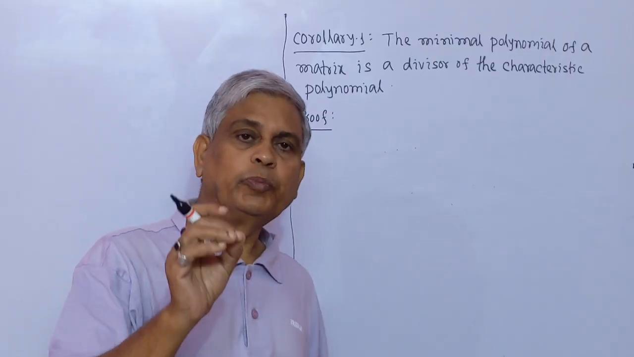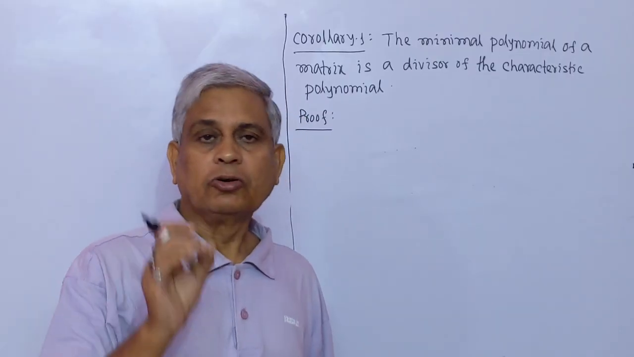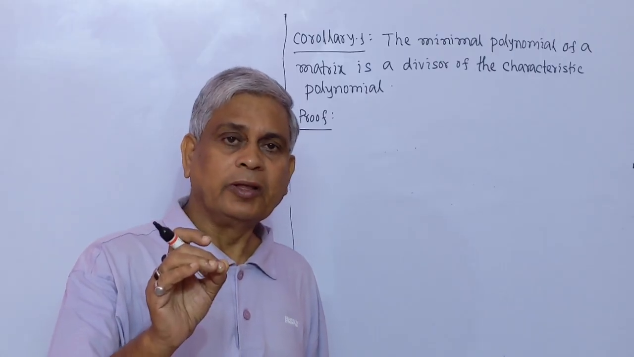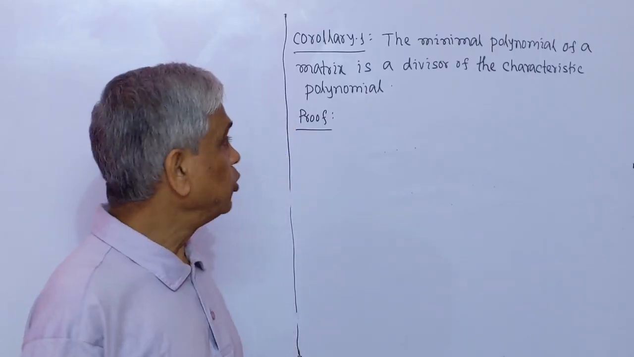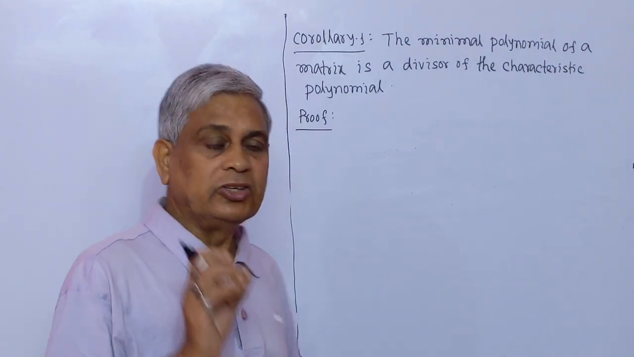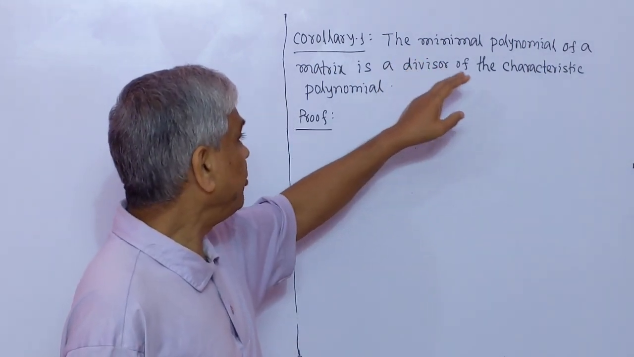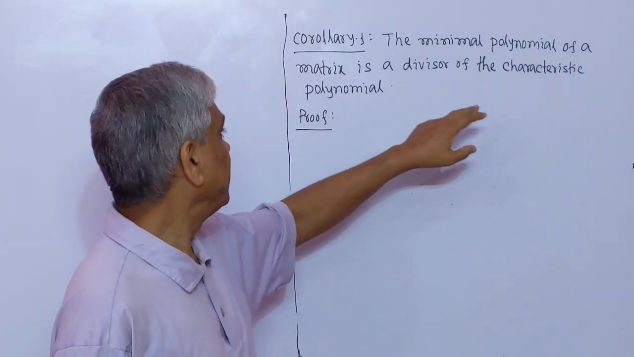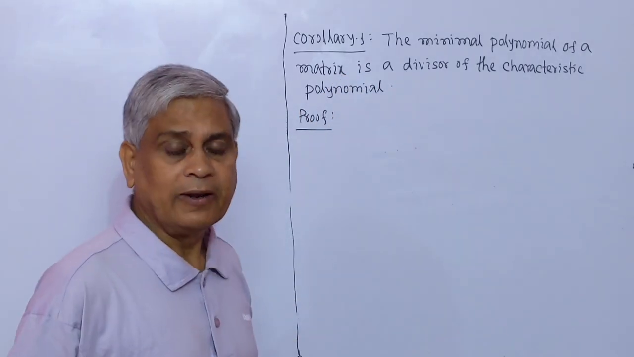Now we prove a corollary. Corollary means on the basis of the previous theorem we will prove this statement. The statement is: the minimal polynomial of a matrix is a divisor of the characteristic polynomial.